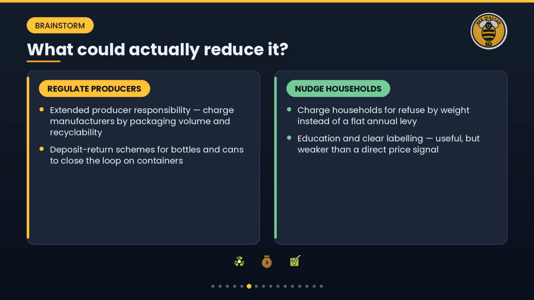Now the measures. The most powerful lever is extended producer responsibility, where manufacturers are charged according to how much packaging they release and how recyclable it is. Deposit return schemes handle bottles and cans. Charging households for refuse by weight rather than a flat annual fee makes the cost visible at home. Education belongs in the essay, but be honest about its limits. That honesty is itself a Band 9 move.